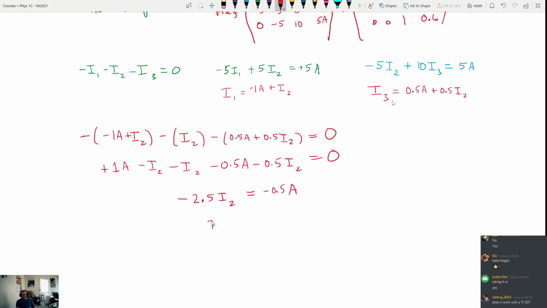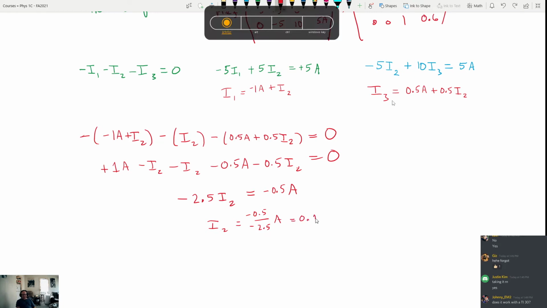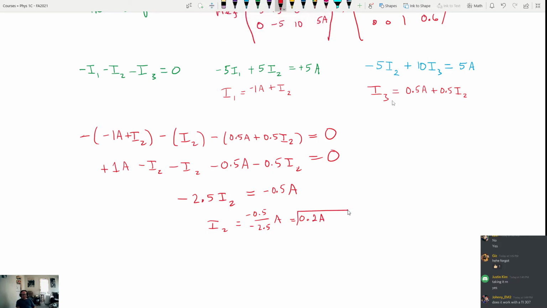Okay, which means that I2 is equal to negative 0.5 divided by negative 2.5 amps. If you multiply by 10 over 10, it's going to be 0.2, right? Because it's like 5 over 25, which is like 1 over 5, which is like 0.2. Oops. 0.2 amps would be what I2 is equal to.